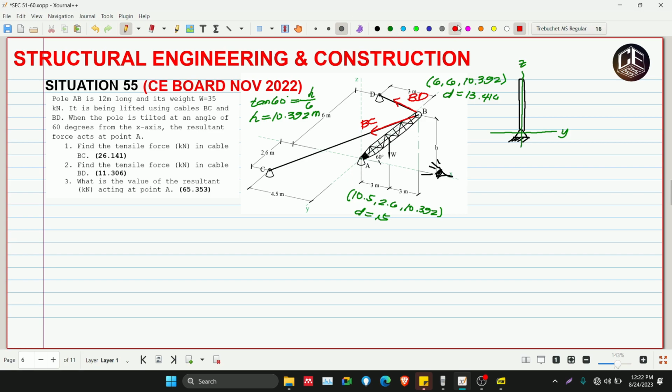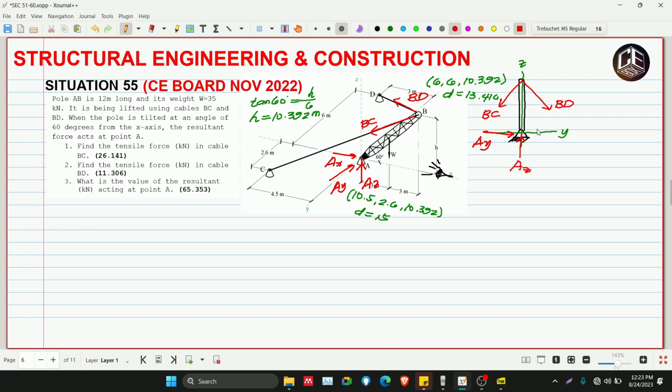And then, nakikita natin dito, nakaganto yung ating BC. Dito naman yung ating BD. Tapos, yung A, since this is pin, makikita natin dyan is yung kanyang AZ, meron din tayong AY, and then AX. Tatlo kasing components niya kasi naka-3D tayo.